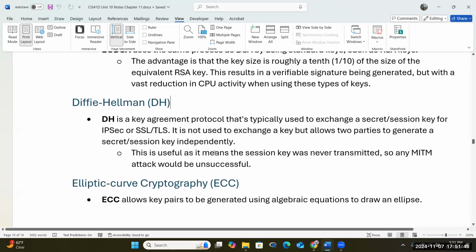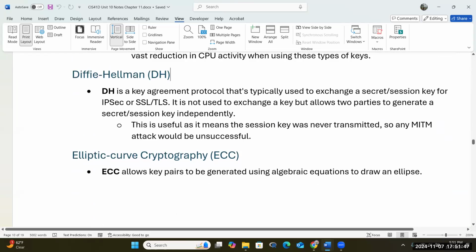Then your DH, this is for the key agreement protocol. This is how you can have secret exchange of keys. We can use VPN technology like IPsec, or IP security, or you can use SSL/TLS. And SSL/TLS requires certificates in order to have key sessions.